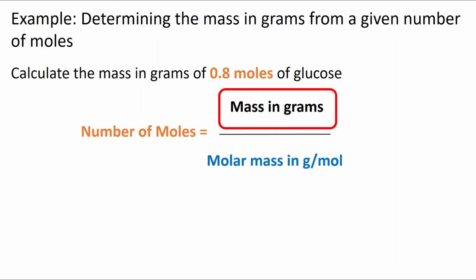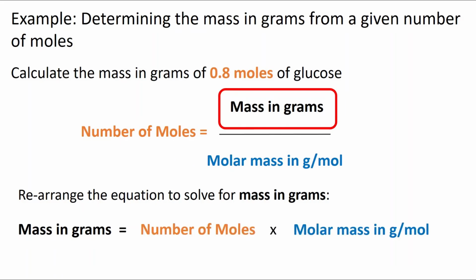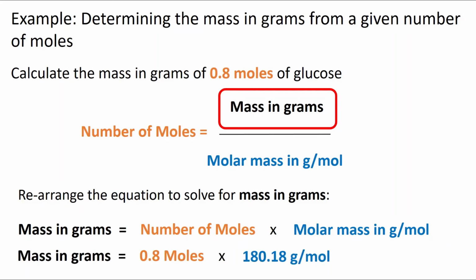But before we can use the same equation, we need to rearrange it first to solve for the mass of substance. We can do this by multiplying both sides by the molar mass, as shown here. Our equation therefore becomes: mass in grams is equal to the number of moles multiplied by the molar mass. So in our example, this becomes mass in grams is equal to 0.8 moles of glucose multiplied by the molar mass of glucose, which is 180.18 grams per mole, which gives us a mass of 144.14 grams. So 0.8 moles of glucose has a mass of 144.14 grams.